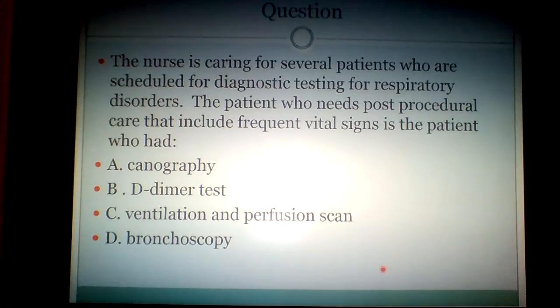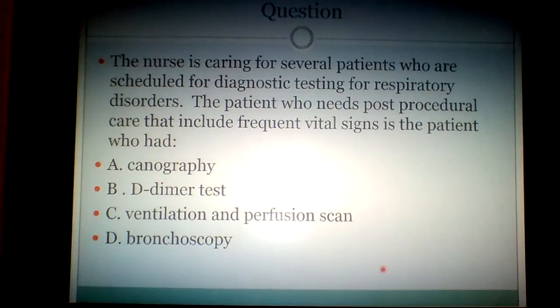The nurse is caring for several patients who are scheduled for diagnostic testing for respiratory disorders. The patient who needs post-procedural care that includes frequent vital signs is the patient who had capnography, a D-dimer test, a ventilation and perfusion scan, or a bronchoscopy. So now there's 5 people looking at me saying, wait a minute, is she crazy? This is an NCLEX question. What is she doing? I'm doing what I love to do. Okay, so let's look at these questions.